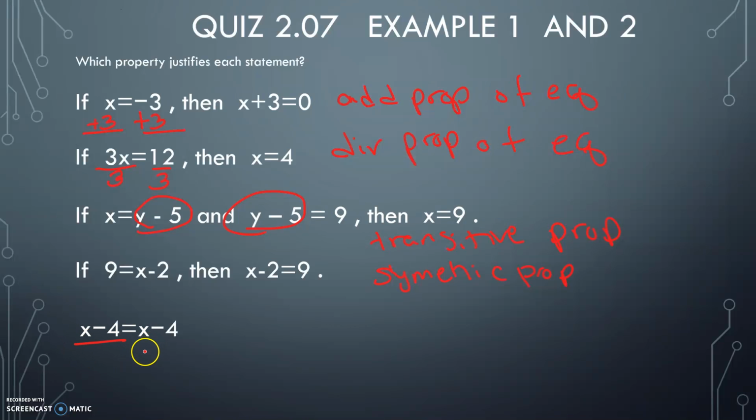And nothing changes on this one. X minus 4 equals x minus 4. That's the reflexive.